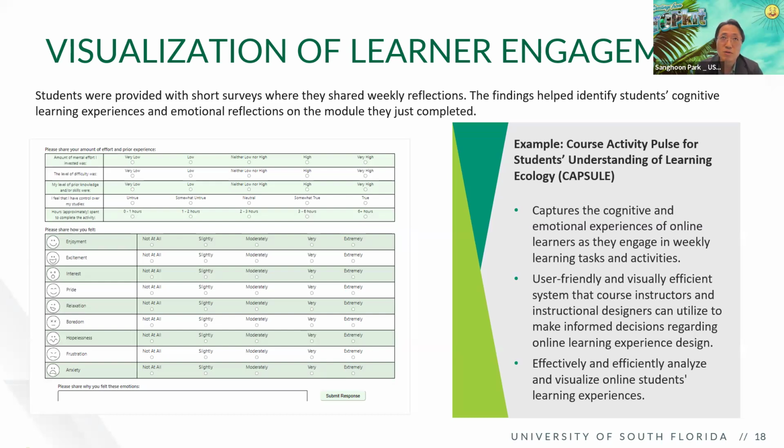So in order to solve that problem, I worked with some of my colleagues here in the US staff, and we have created this capsule. It's called the Course Activity Pulse for students' understanding of learning ecology. We thought about ecology or engagement, but we went with the term ecology. What it does is that at the end of every week or every module, students are given a series of questions which they can complete within 2 minutes. It's not a complicated one. And the set of questions consists of their cognitive experiences and their emotional experiences.